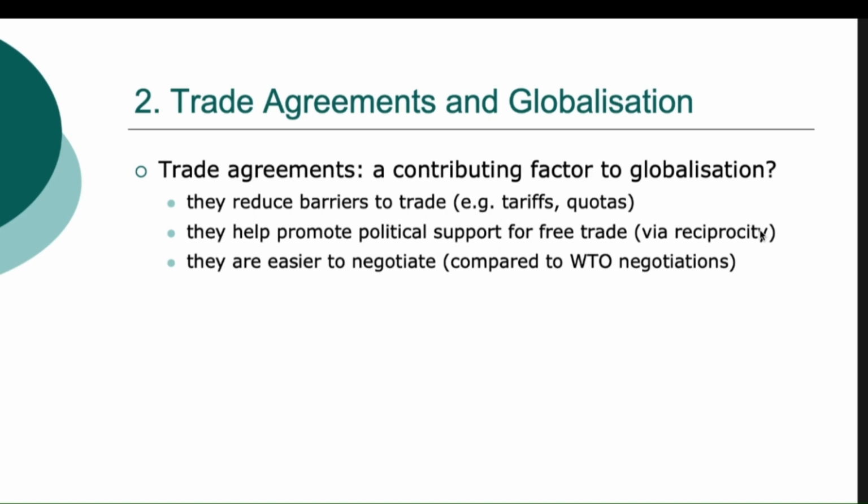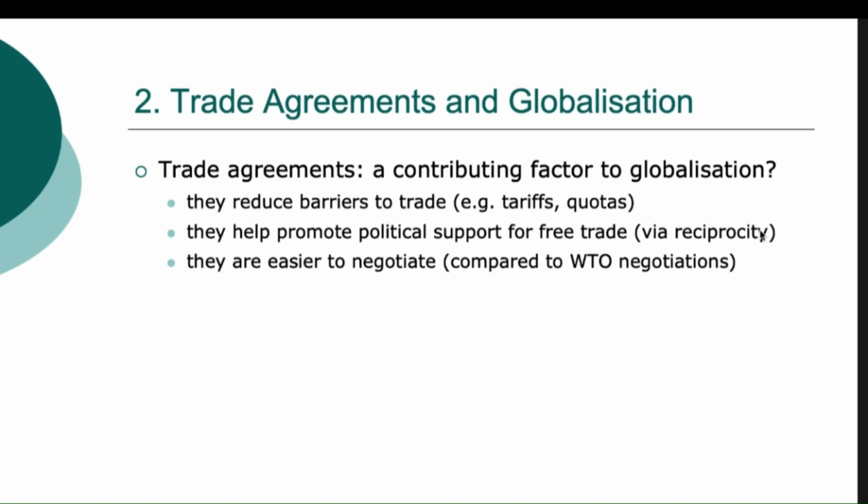They also do other important things. They help promote political support for free trade, because trade agreements are reciprocal. So if one country reduces its trade barriers, other countries do the same. That's likely to be viewed as fair by people and by businesses.